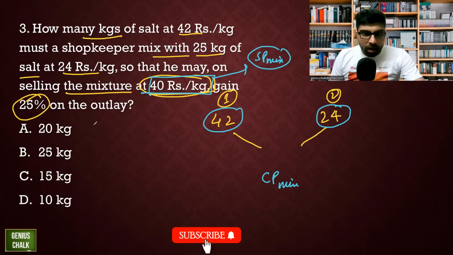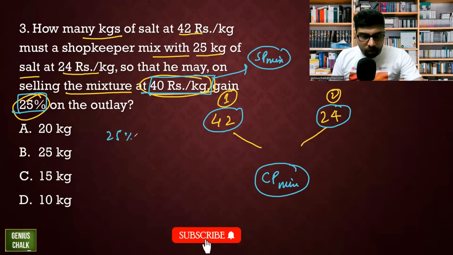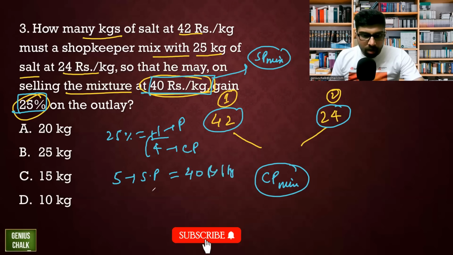I've also told you how to find cost price using formula as well as fraction. So what is 25%? 25% is 1 by 4, whereas this 4 is cost price and 1 is the profit. So if this 4 is cost price, 1 is profit, that means 5 has to be the selling price. And in this question, 5 value is given as 40 rupees per kg. That means 1 value will be 8, right? 1 value is 8. That means profit is 8.